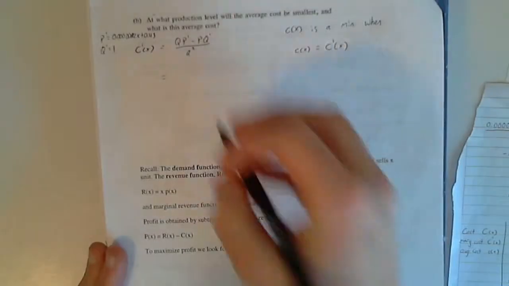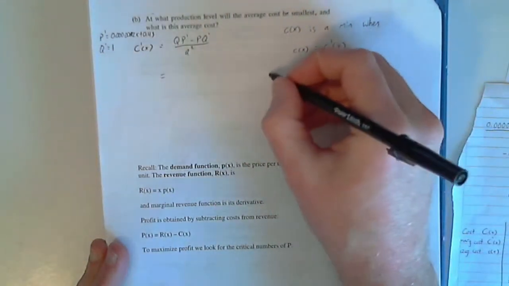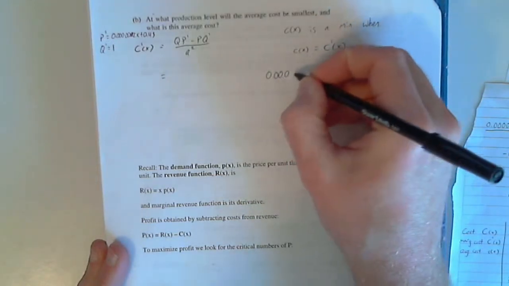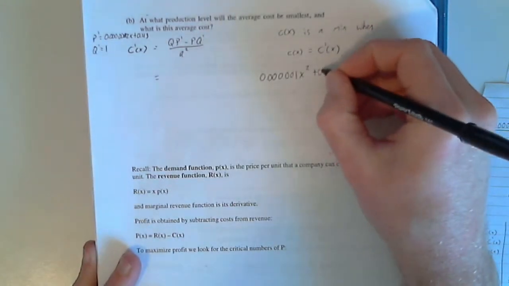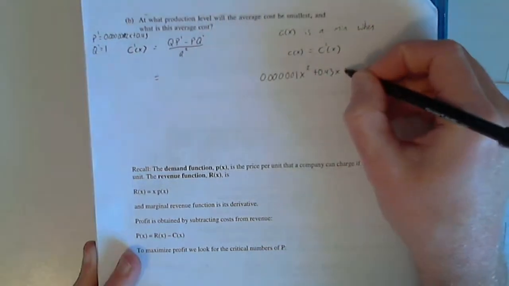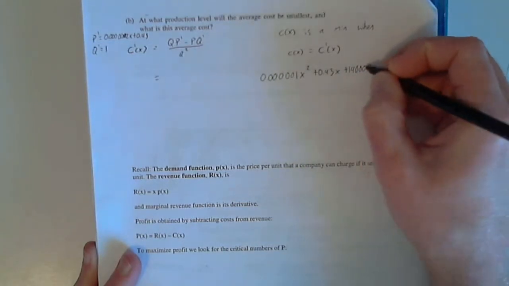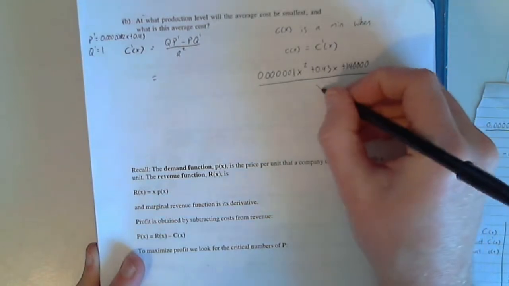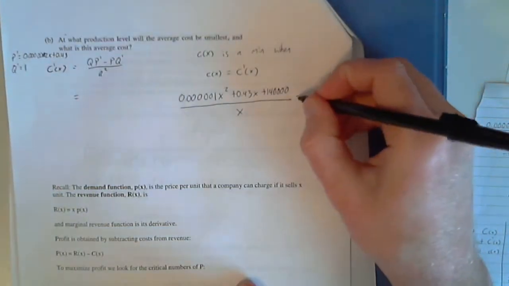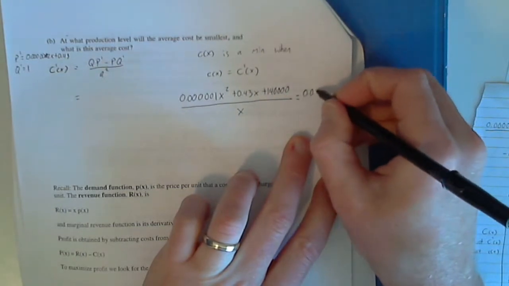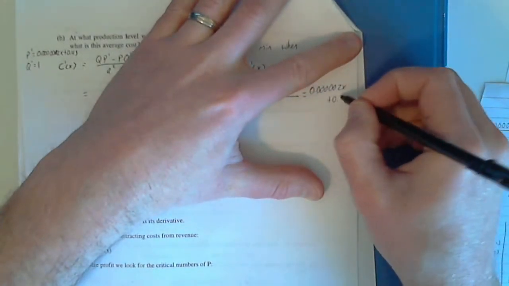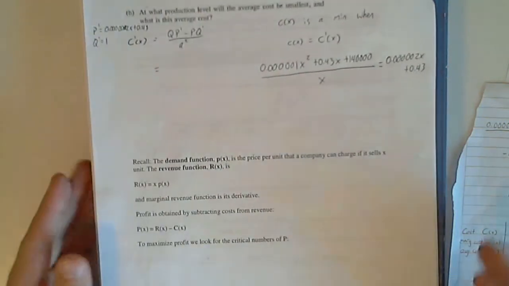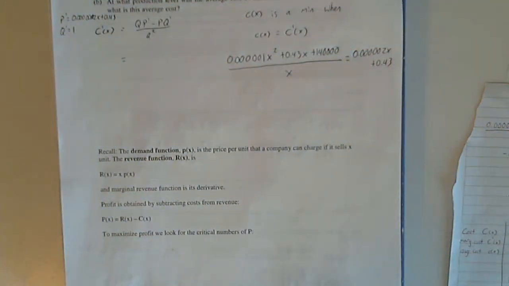Yeah, right here. So the average one is 0.000001 x squared plus 0.43 x plus 140,000 all over x. And when is that going to be equal to the derivative, which is 0.000002 x plus 0.43. Sorry. So leave lots of space, write nice and big. This actually doesn't take a lot of lines to solve.